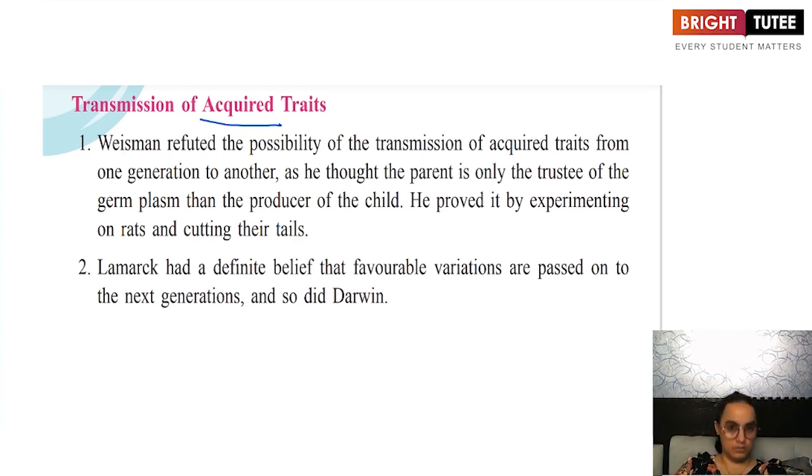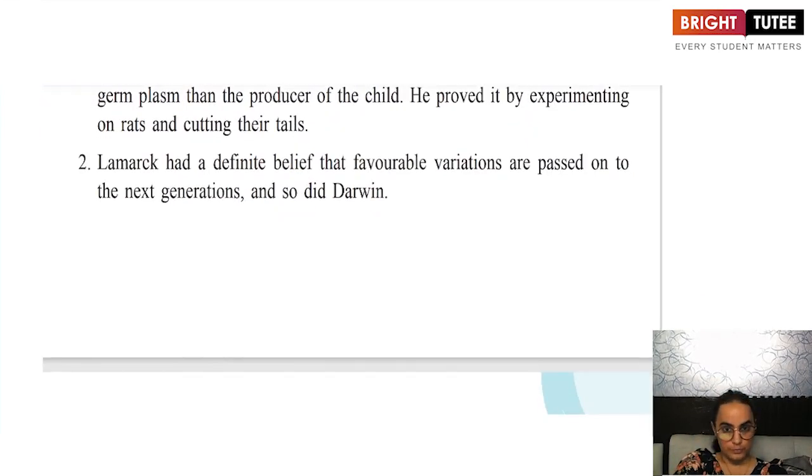According to Lamarck, another psychologist, he believes that only the favorable, only the good variations or the good features are passed on to the next generation, not the bad ones. And this was believed by Darwin also.